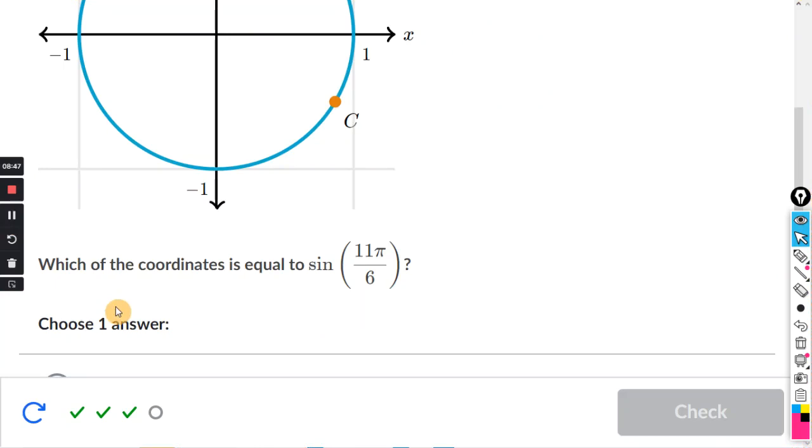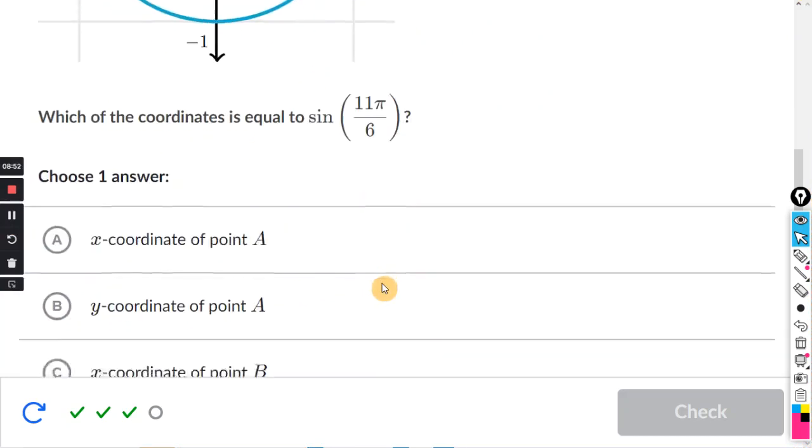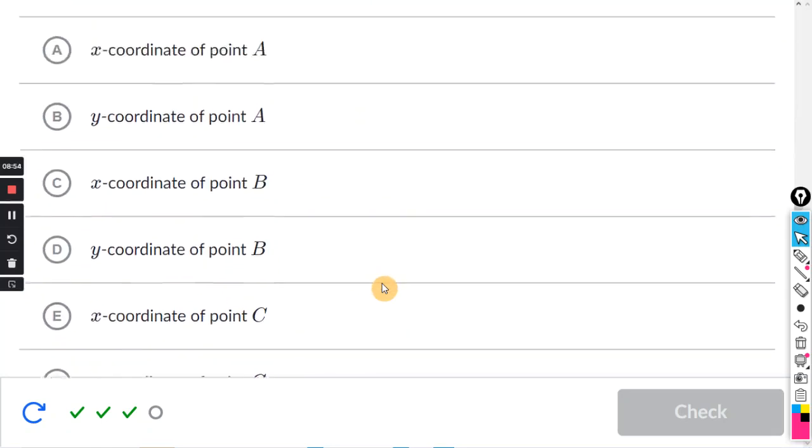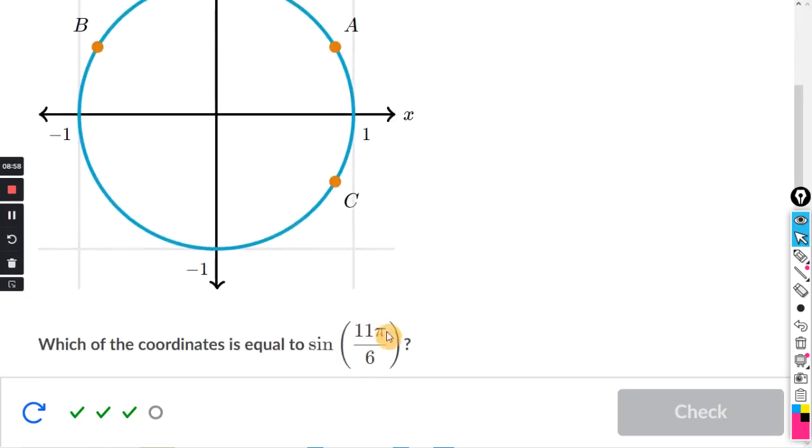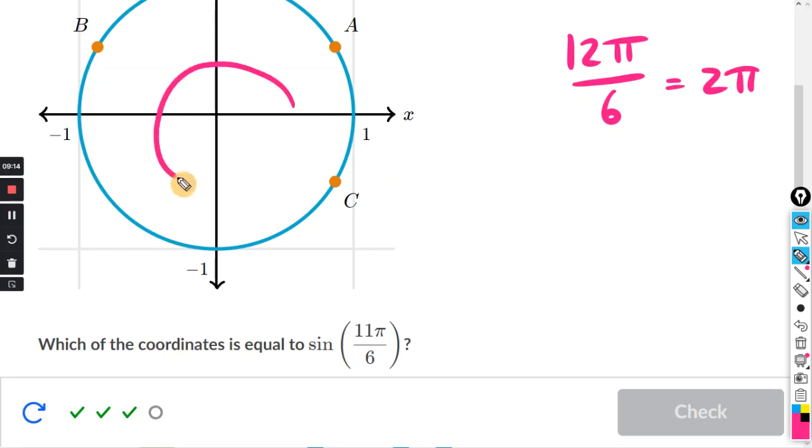Okay, last one. Which of the coordinates is equal to the sine of 11 pi over 6? So we have x and y coordinates, A, B, and C. All right, we're looking at 11 pi over 6. You certainly can convert this to degrees if you want to. But if we had 12 pi over 6, that would be the same as 2 pi. And 2 pi is going all the way around the circle.